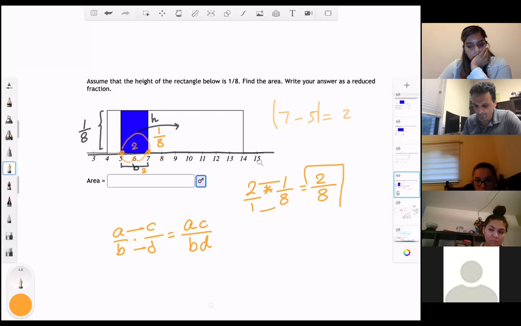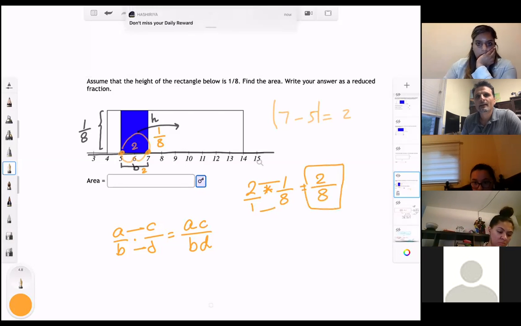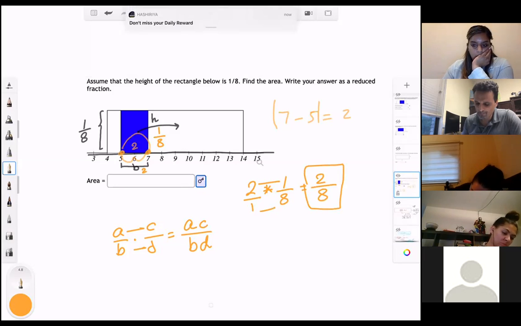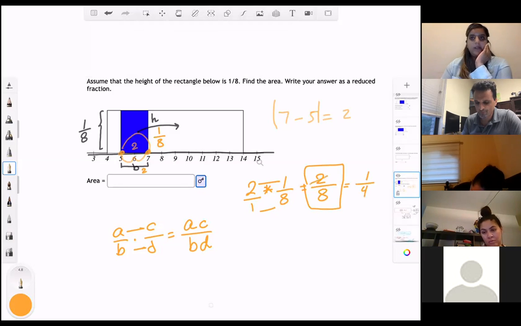2 over 8. Before you package this as a final answer, you need to see if we can simplify it or not. Is it even? Both of them are divisible by 2. You get 1 over 4. The answer is 1 over 4. All right, not bad, correct?